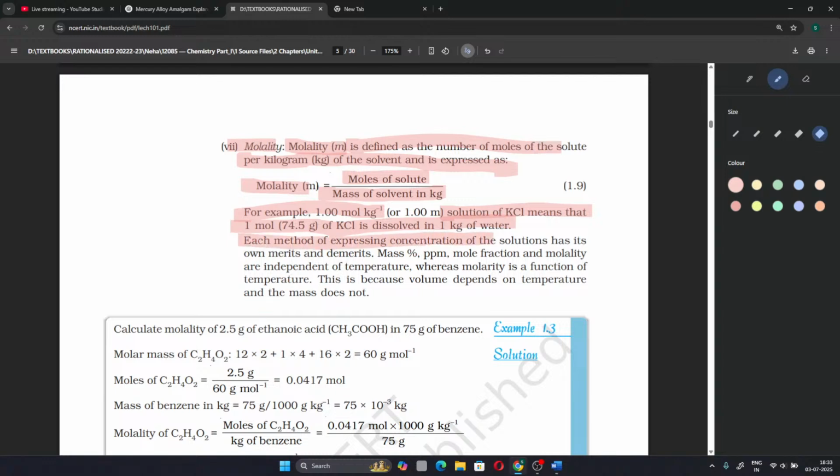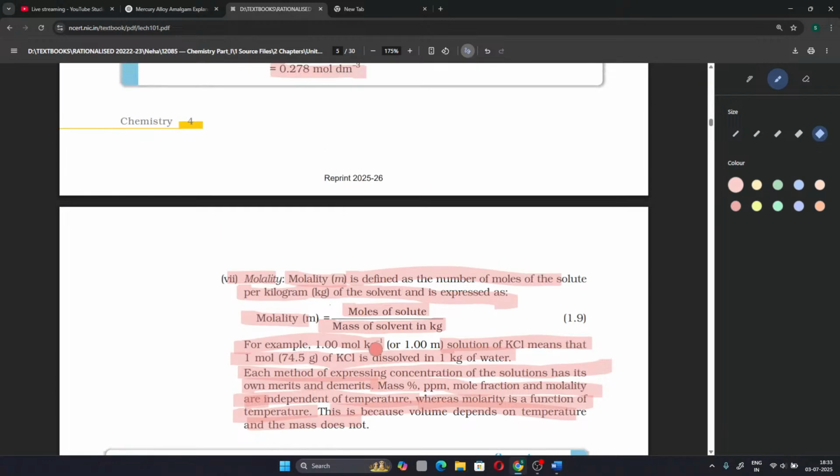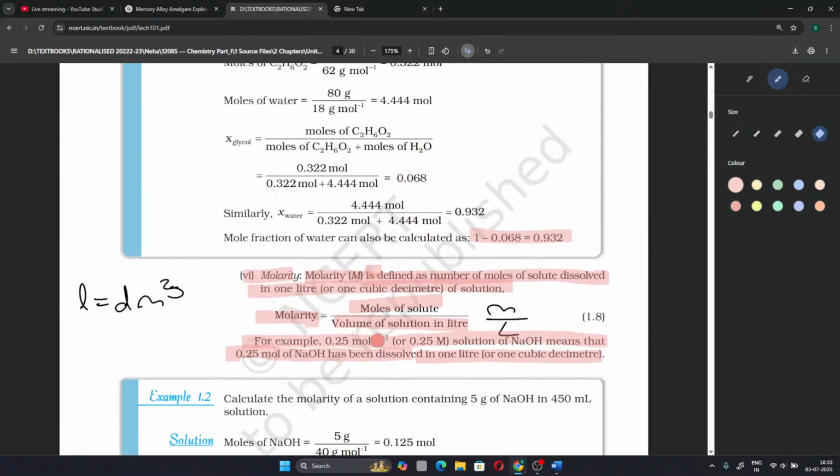Each method of expressing concentration of solutions has its own merits and demerits. Mass percentage, parts per million, mole fraction, and molality are independent of temperature, whereas molarity is a function of temperature. This is because volume depends on temperature but mass does not. In case of molality, there is no volume, so it is independent of temperature. But in case of molarity, it is moles per liter. Liter is volume and volume depends on temperature.